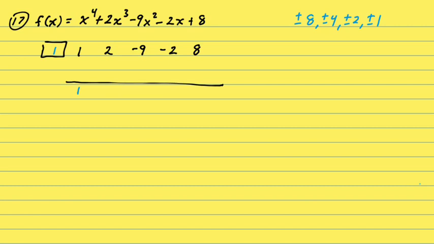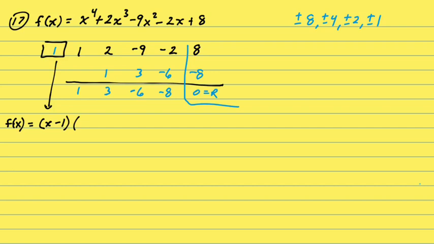Bring the 1 down. 1 times 1 is 1, and add 3. 1 times 3 I put here is 3. Add is negative 6. Multiply is negative 6. Add is negative 8. Multiply is negative 8. And I got my remainder to be 0 much faster. So at this point, what does this mean? This means that your f of x is going to equal x minus 1, x to the third plus 3x to the second minus 6x minus 8.